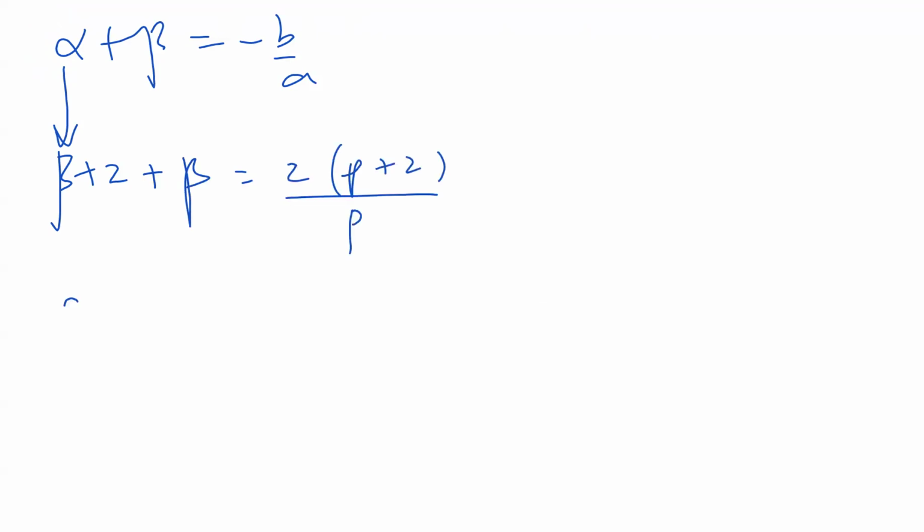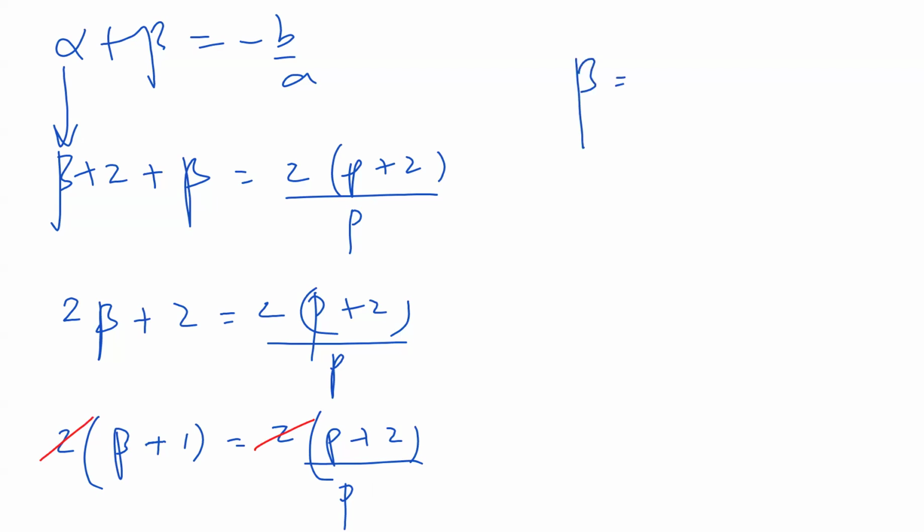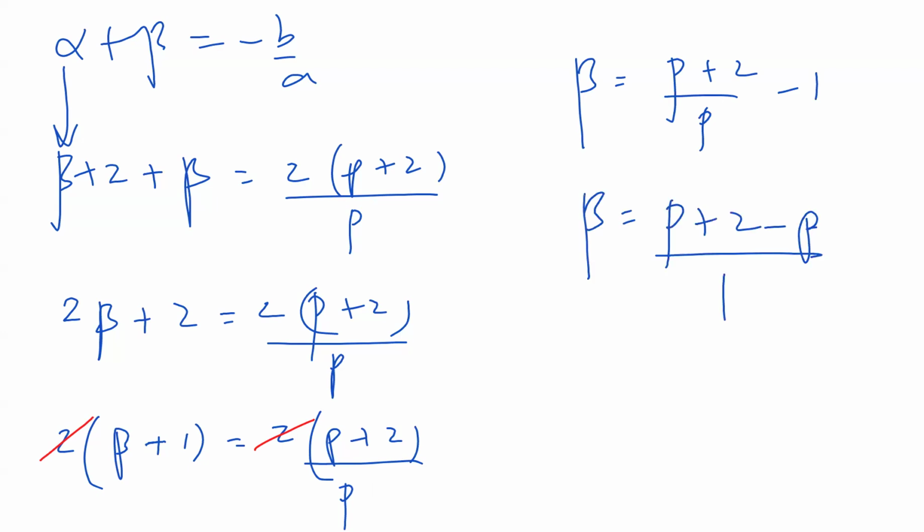So twice beta plus 2 is equal to 2p plus 2 upon p. Take 2 common over here. Beta plus 1 is equal to 2p plus 2 upon p. Now 2 will get cancelled. We will get the value of beta. Beta is equal to p plus 2 upon p minus 1. So beta is equal to p plus 2 minus p upon p. So here we are getting beta as 2 by p. We got the value of beta as 2 by p.